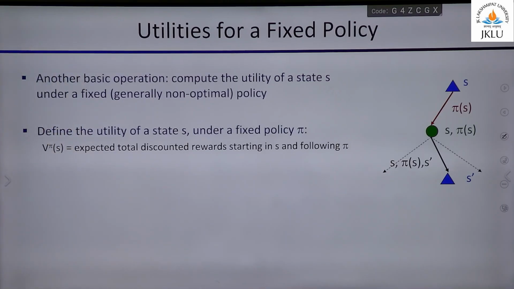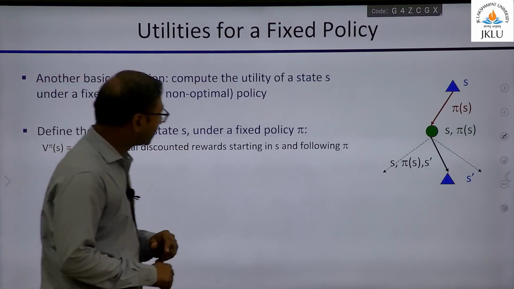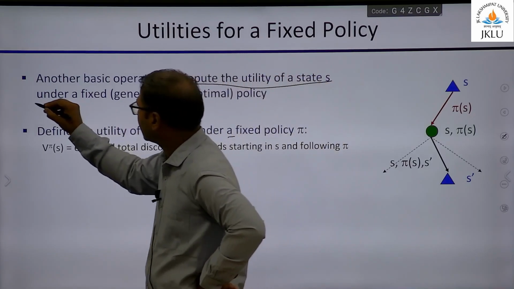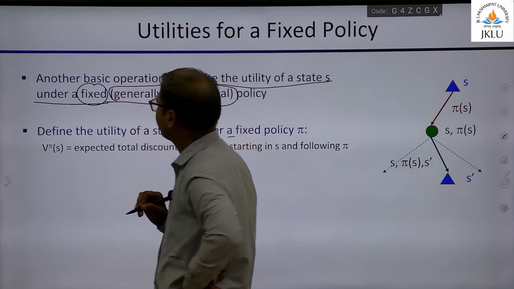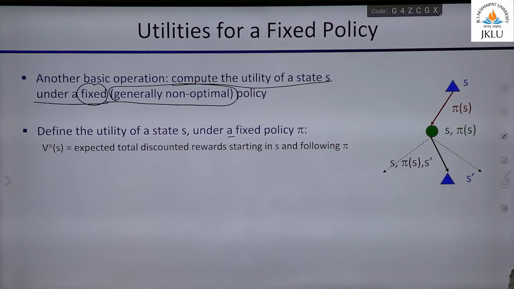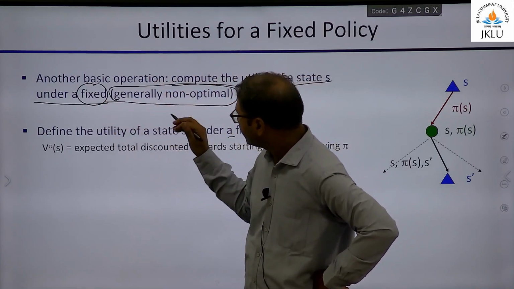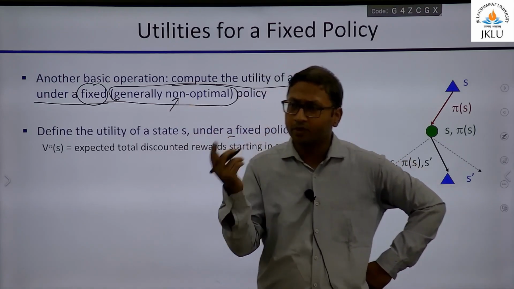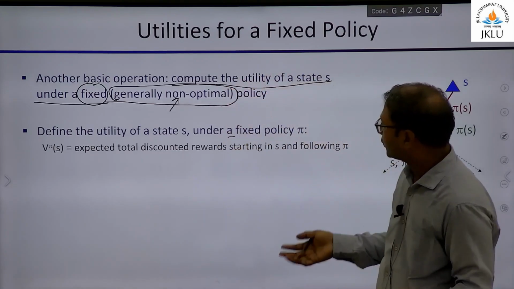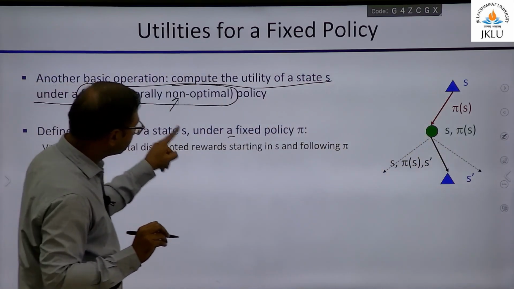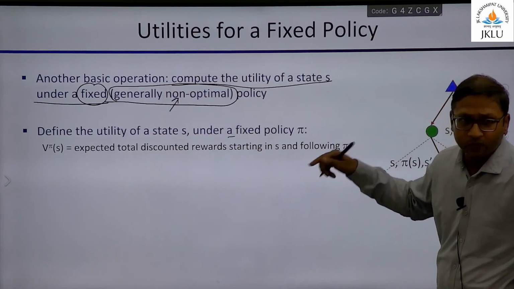Now another basic operation is to compute the utility of a state under a fixed, generally non-optimal policy. Why do we want to compute the utility of a state S under a fixed, generally non-optimal policy? Because if you know that this is the optimal policy, there is nothing left to be computed. So we define the utility of a state S under a fixed policy pi as V^pi(S): the expected total discounted reward starting in S and following pi. So how will we write this equation?